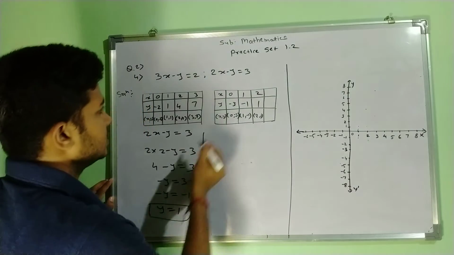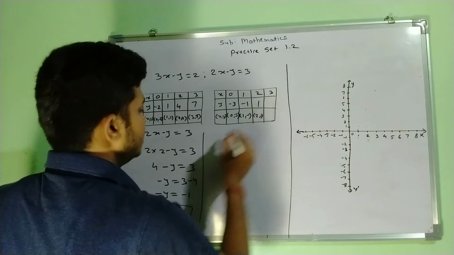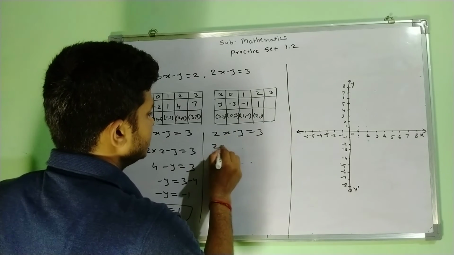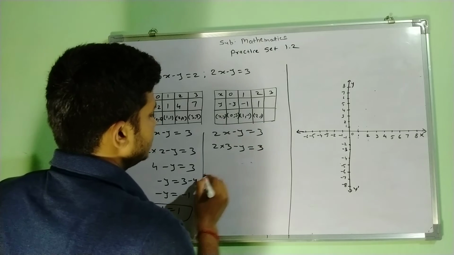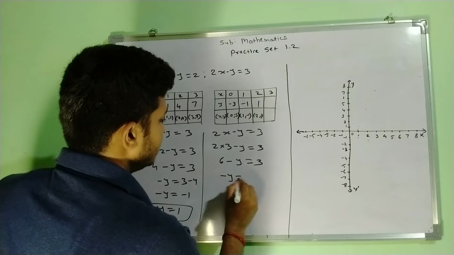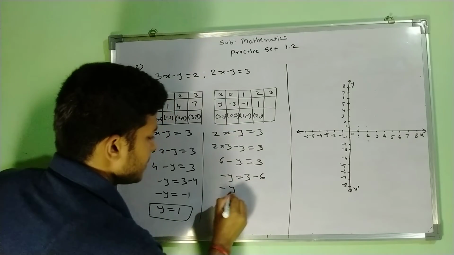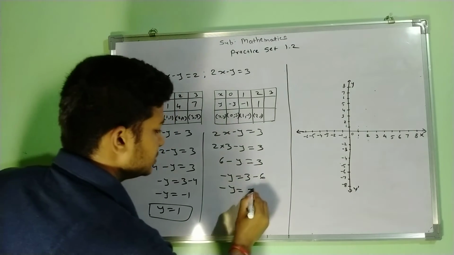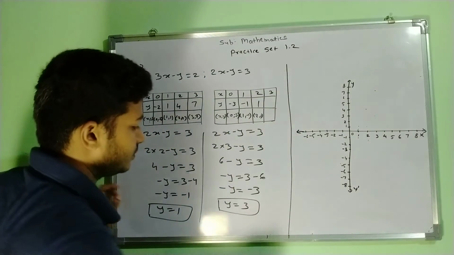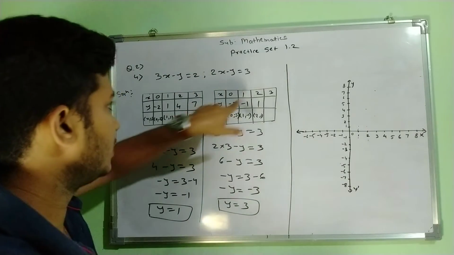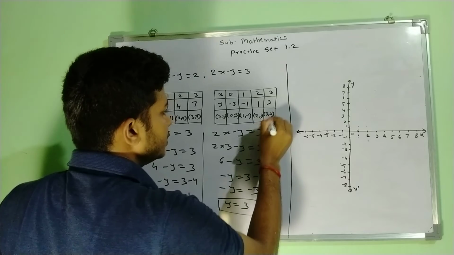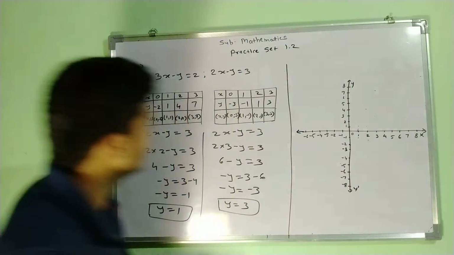One more ordered pair is remaining. Suppose we are taking the value of x as 3. Our equation is 2x minus y is equal to 3. After substituting the value of x as 3, it will be 2 into 3 will be 6, minus y is equal to 3. Minus y is equal to 3 minus 6, which will be minus 3, so y will be equal to 3. So if the value of x is 3, we are getting the value of y as 3, and the ordered pair will be (3, 3). So in this way we got all 8 ordered pairs.